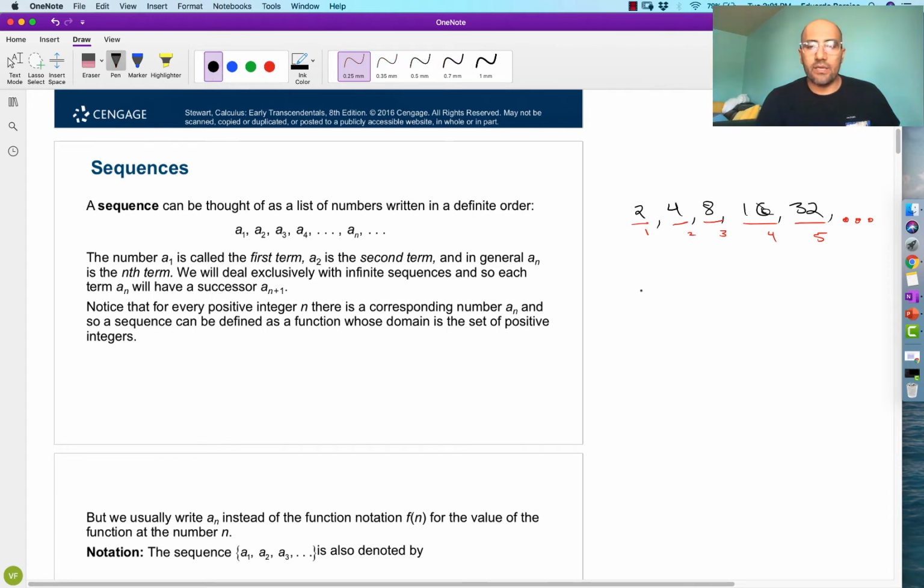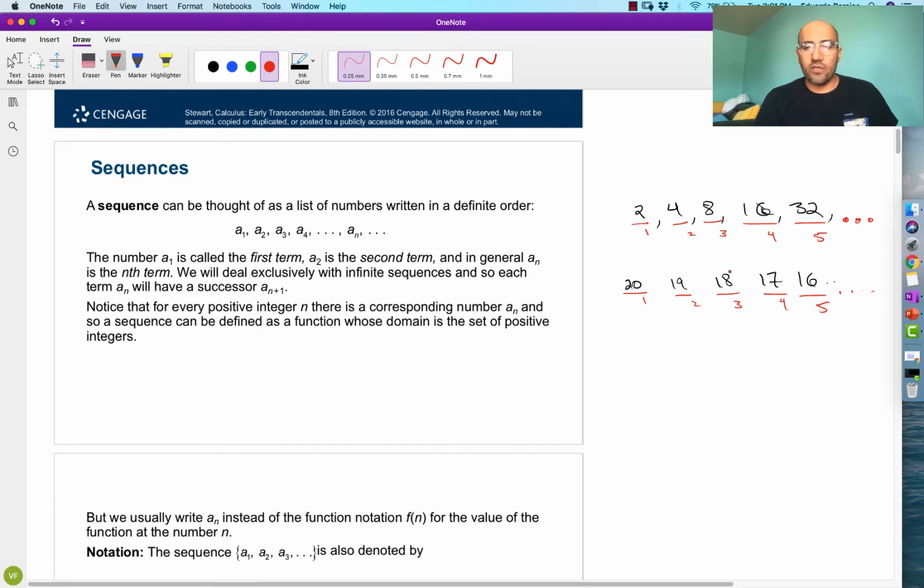Another one could be something like 20, 19, 18, 17, 16, dot, dot, dot. And again, the order is what matters. So this is the first one on my list, the second one on my list, the third one on my list, the fourth one on my list, the fifth one on my list, and so on and so forth.